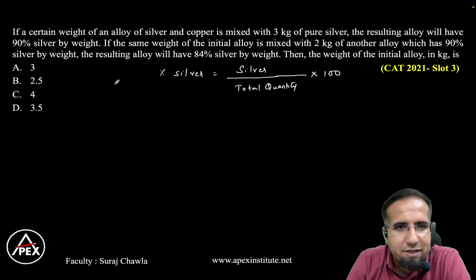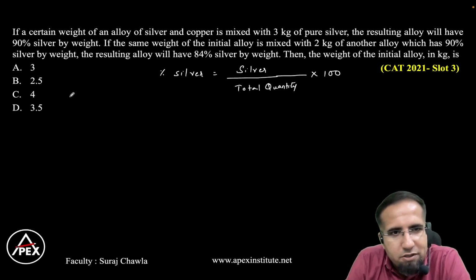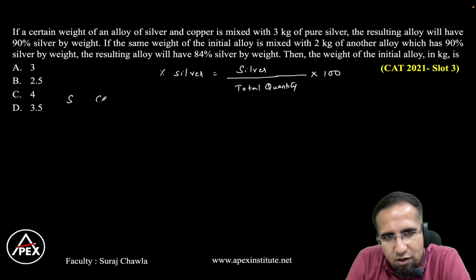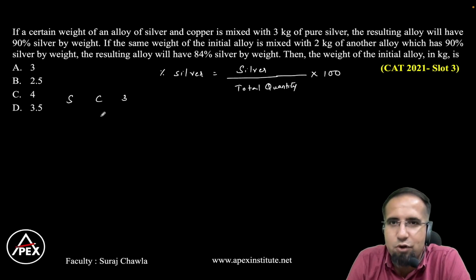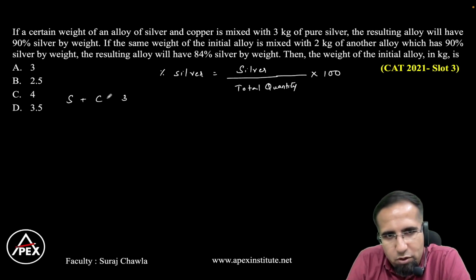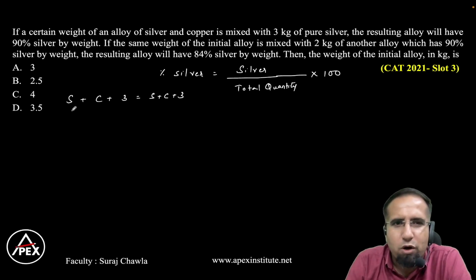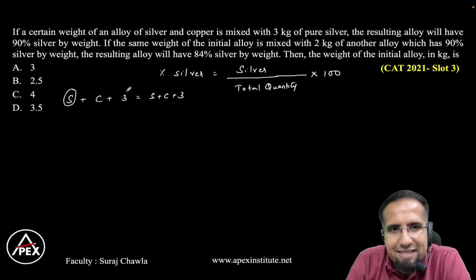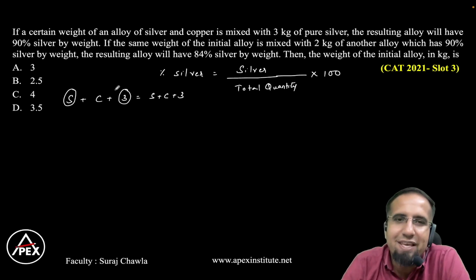Now let's look at the 90 percentage concept. I do not know how much silver we have. Let's say we have S silver, we have C copper, and then we are adding 3 more kgs of pure silver. Clear? So what is my total quantity here? My total quantity becomes S plus C plus 3. And what is the quantity of silver? The quantity of silver is S and 3 kgs.